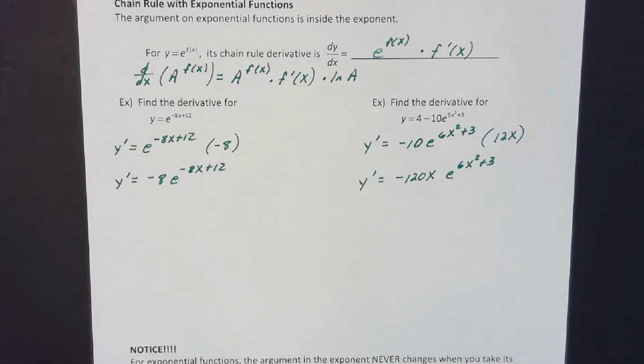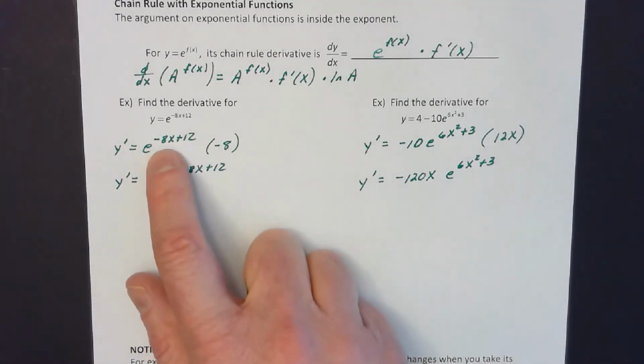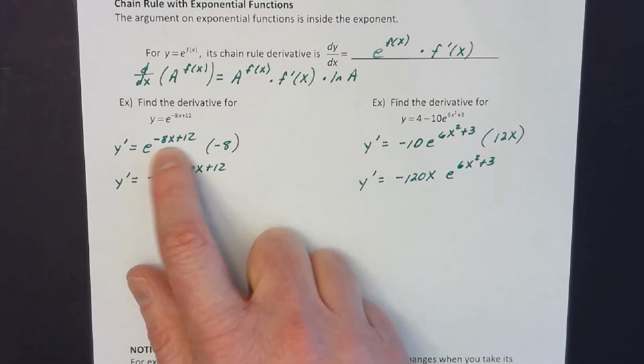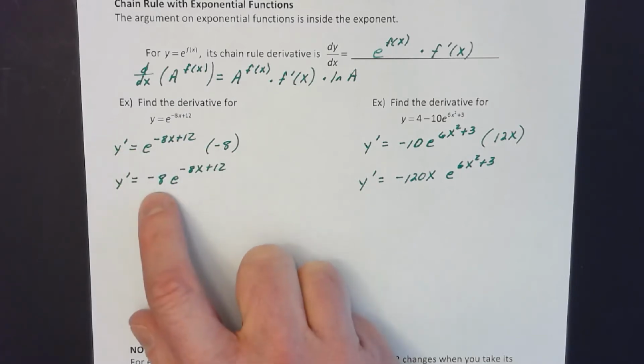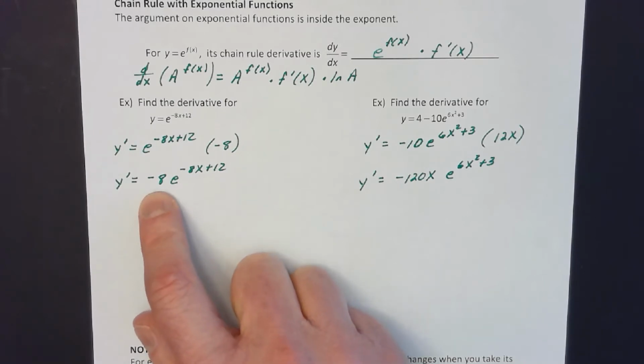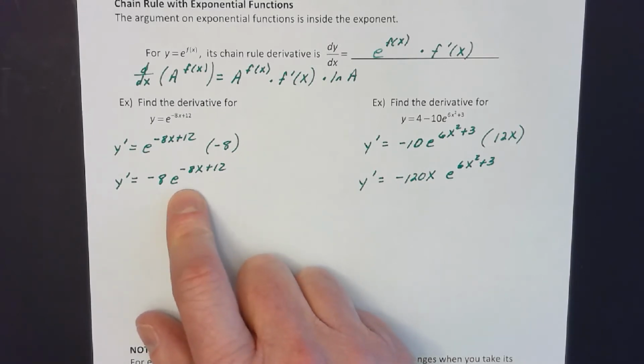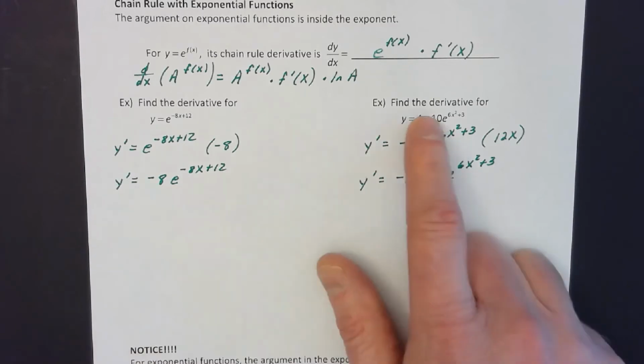Now, if I take the derivative of a function like e to the negative 8x plus 12 power, I know the derivative of any exponential is that exponential function times the derivative of the exponent. That's where the negative 8 comes from there. Then you can say, well, that negative 8 can and should be brought out in front of the exponential function, and then I have my final answer. Pretty quick problem.